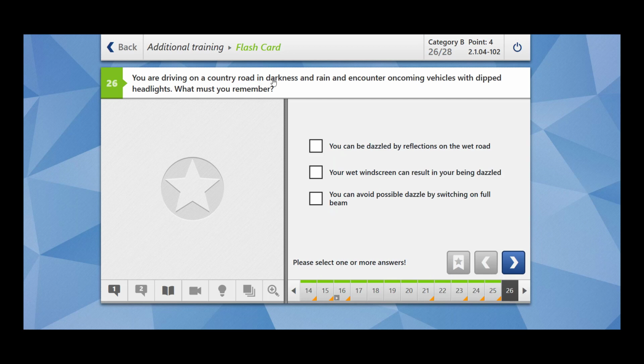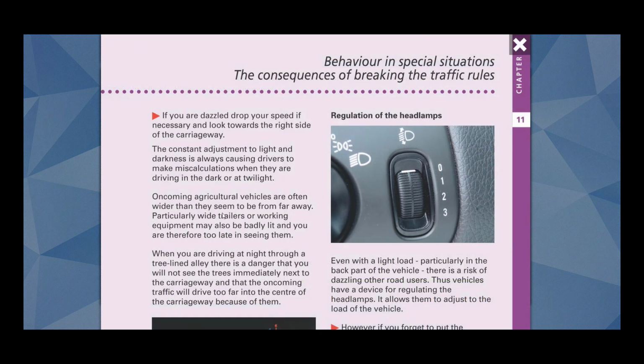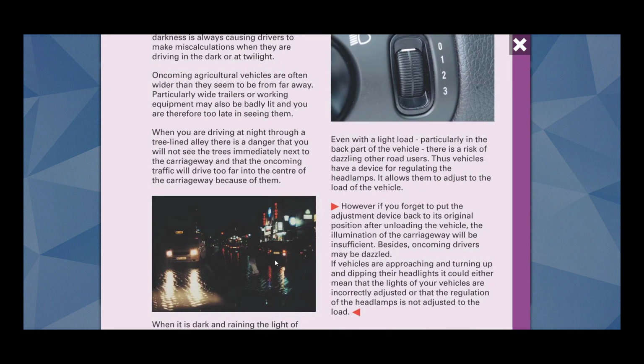You are driving on a country road in darkness and rain and encounter oncoming vehicles with dipped headlights. What must you remember? You can be dazzled by reflections on the wet road. Yes, during rain, you can be dazzled by the reflections on the wet road. Your wet windscreen can result in your being dazzled. This is also correct. You can avoid possible dazzle by switching on full beam. No, by switching on full beam, you can cause more dazzling effect. Let me show you. For example, these are the rainy conditions. The road is wet, and you can see, right, the dazzling effects.